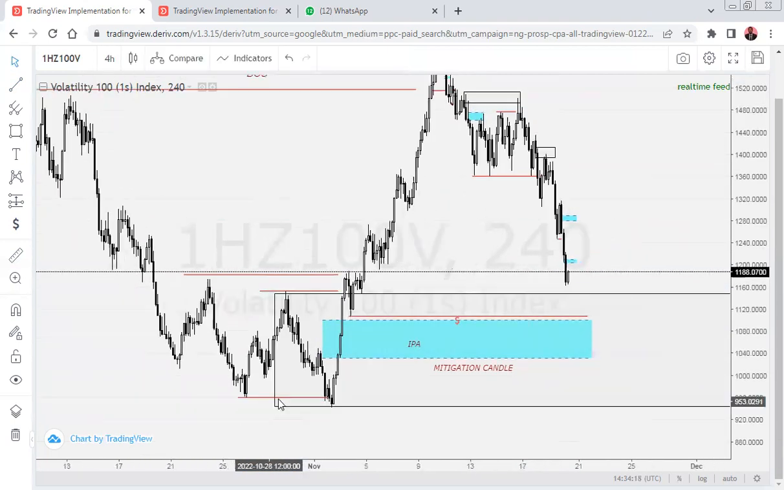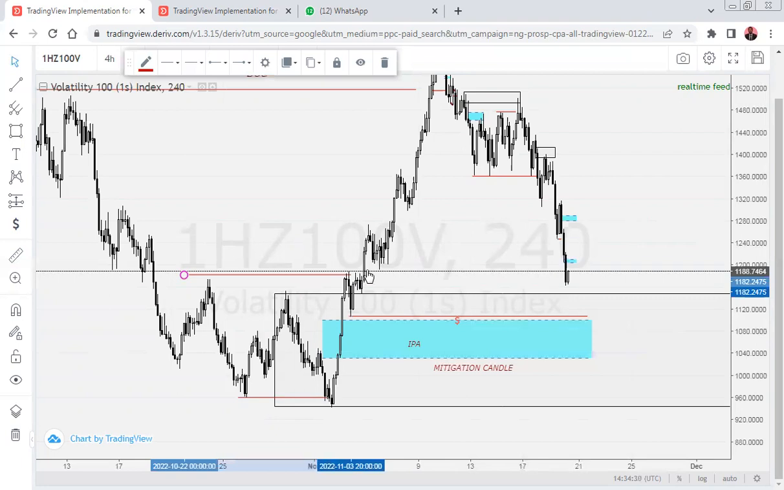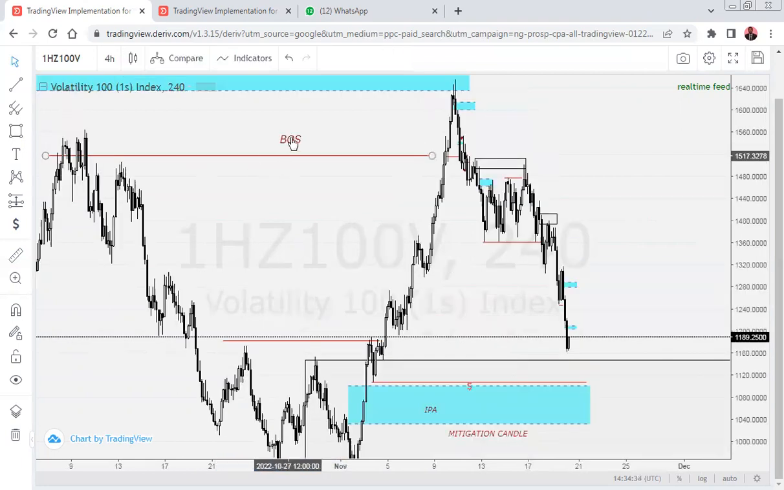This was external liquidity cleared, and then price rallied up, broke here, broke here. This was the first break. Let me remove this, it wasn't necessary. This was the first break because this is a high, this is a low. This was broken, and the price went ahead and cleared this one too, giving us the real break of structure.